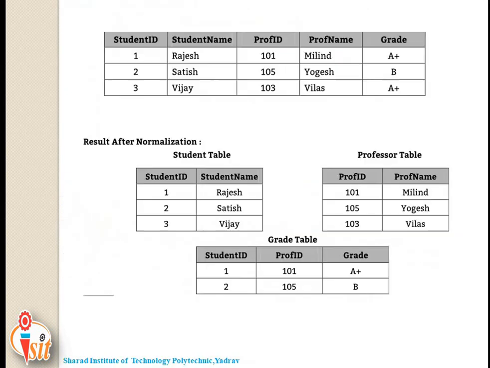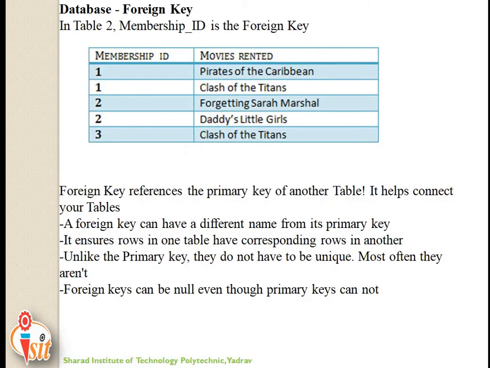Now, before starting third normal form, we have to know a few things, like foreign key. Before starting the first normal form, we studied about the primary key. Now we have to study about foreign key. Already you all are aware of the foreign key, but we will revise this for the third normal form.